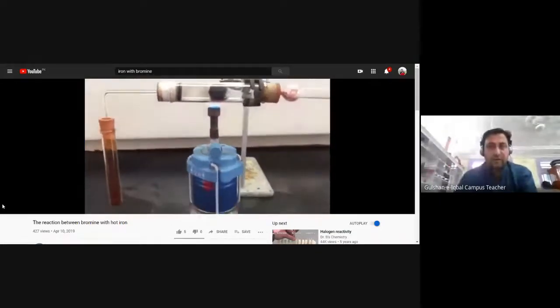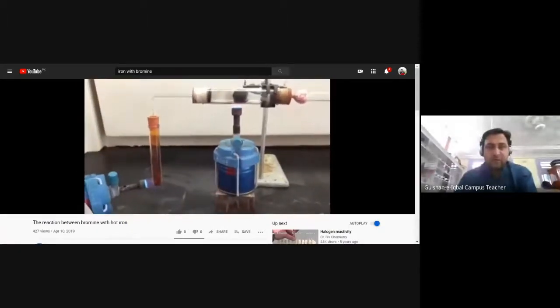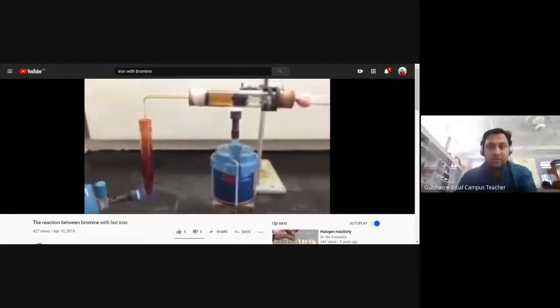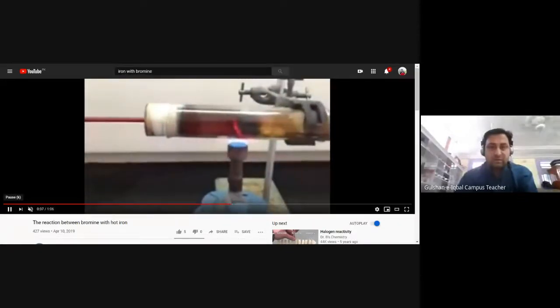Now we are going to heat it. The iron is heated. Okay, see the reaction. The brownish reaction you can see here.